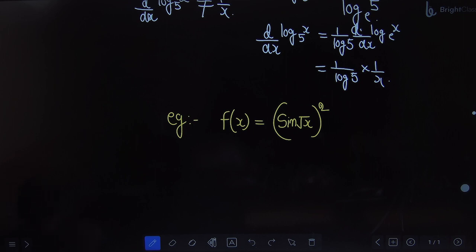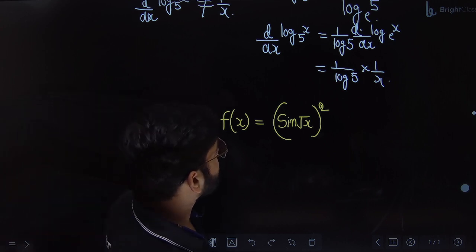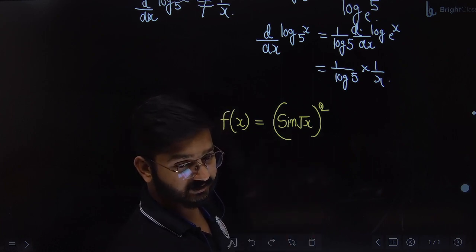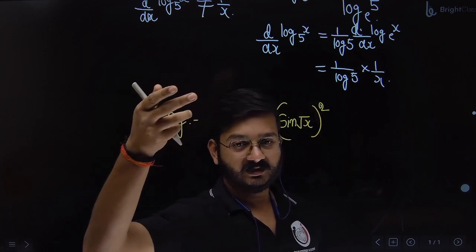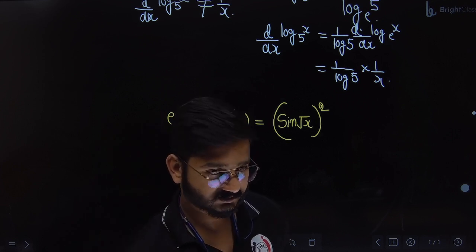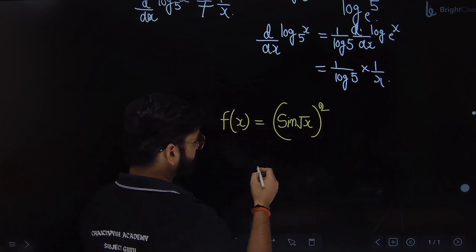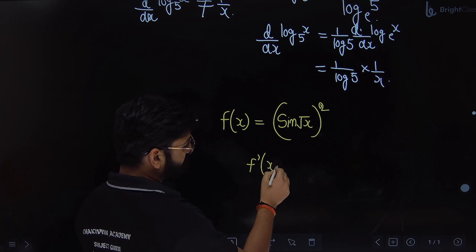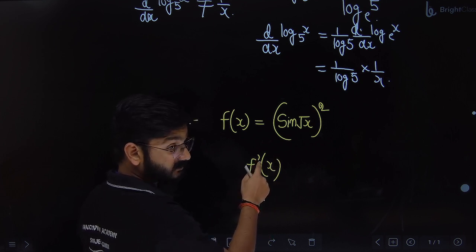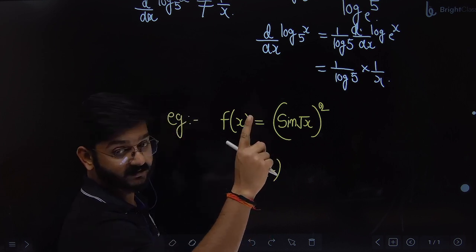We start from the outermost and then slowly come to the inner function. Let's differentiate the outermost thing first. The outermost thing is what? Square. So whenever the power is there, what do we write? n into x to the power n minus 1. For the power, it will be f dash x. Dash means single differentiation, one time differentiation.